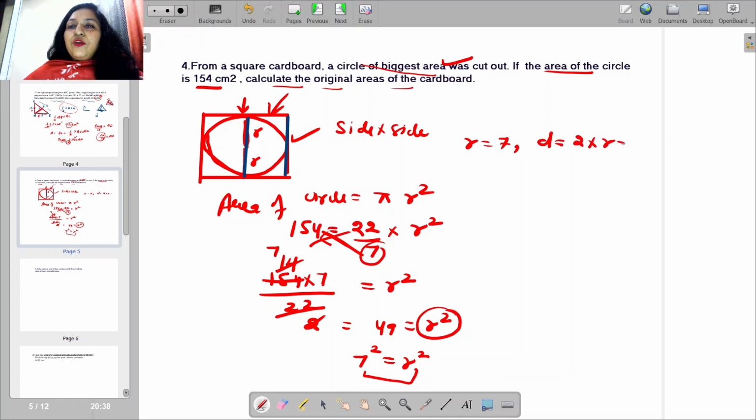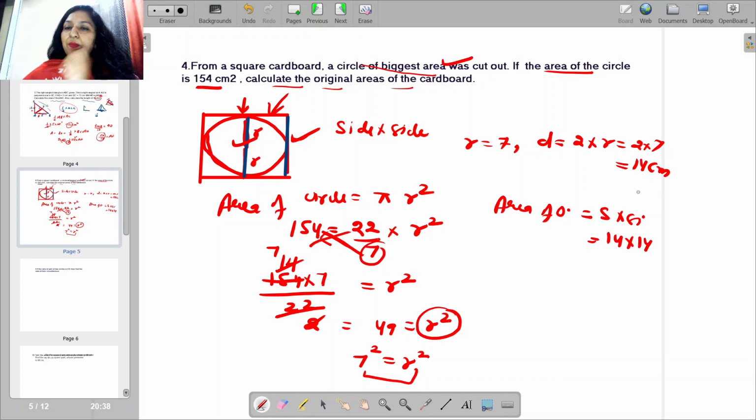डायमीटर is 2 times of radius, 2 times of 7. आंसर is 14 सेंटीमीटर. ठीक है, अब डायमीटर निकल गया तो डायमीटर एंड द साइड ऑफ द स्क्वायर इज एग्जैक्टली द सेम. So we have to write area of original cardboard, that is side into side, which is 14 into 14. Although you should remember what is the square of 14 equal to. For others who do not remember it, I'm just doing the calculation here.